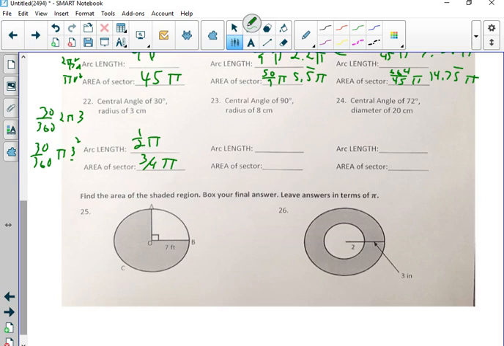90. Well, right off the bat, you can do 90 over 360, but if you recognize that's 1/4, you can do 1/4 2 pi 8 radius, and 1/4 pi 8 squared. Well, 2 times 8 is 16. 16 divided by 4 is 4 pi. 8 times 8 is 64. Divided by 4 is 16 pi.